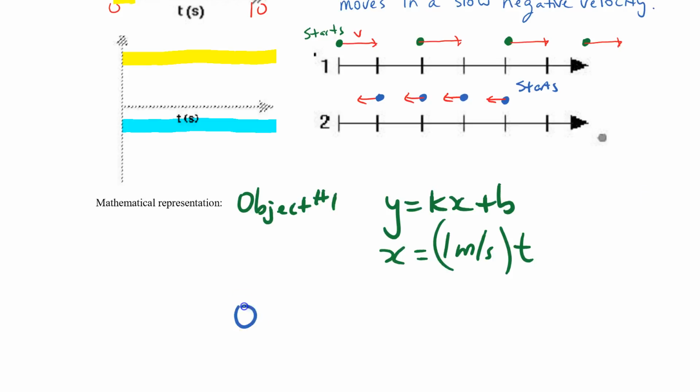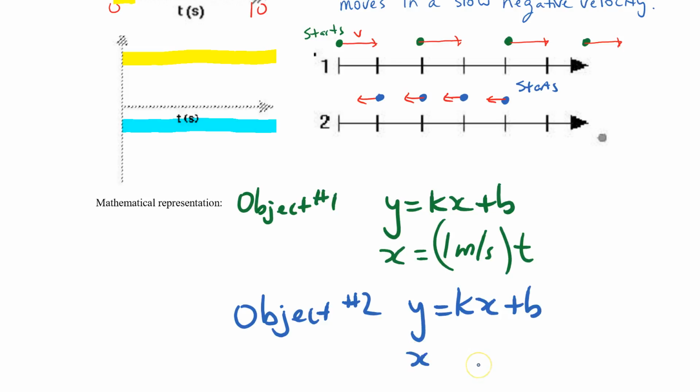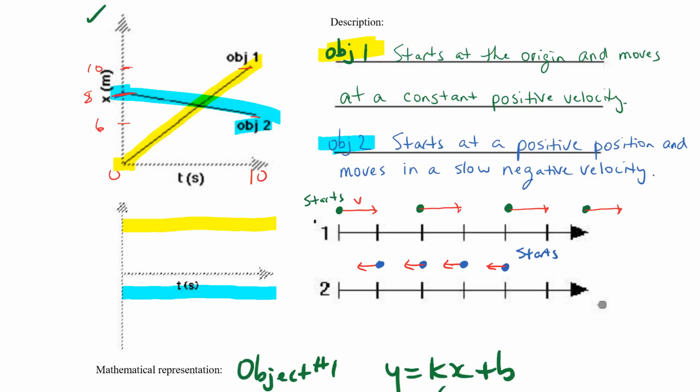For object number 2, if I, again, start with my template of y equals mx plus b, again, the y is position, and I have to figure out what this slope here is. So let me just get rid of some of this clutter here.